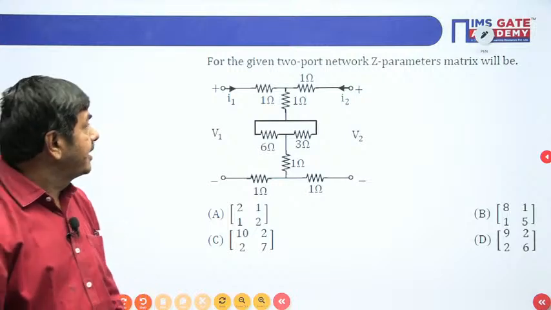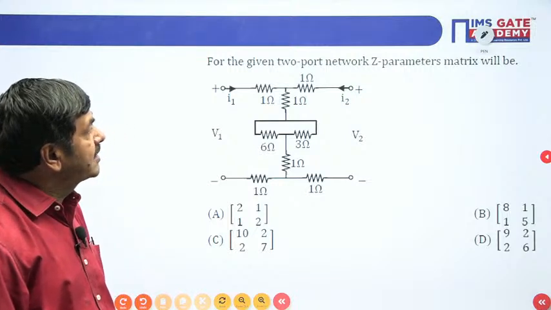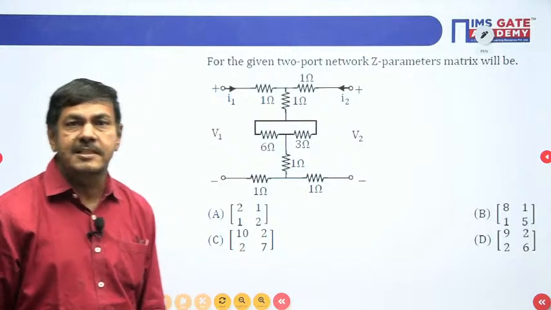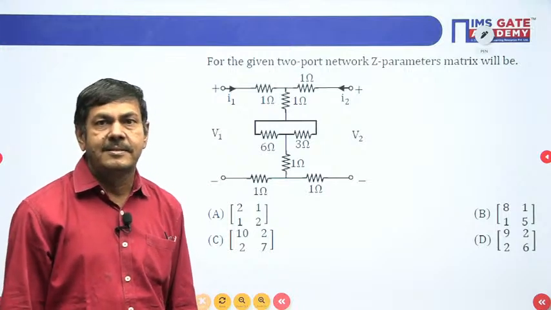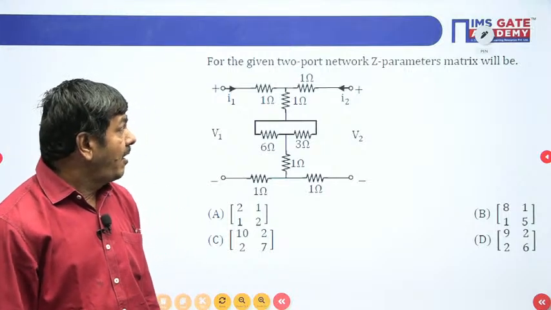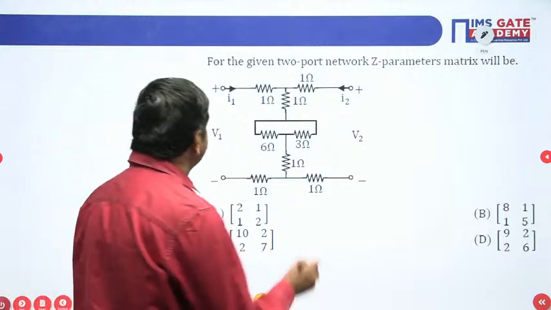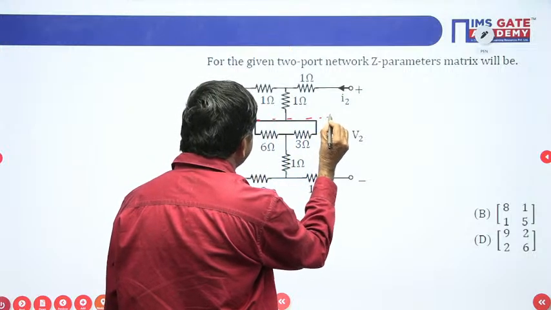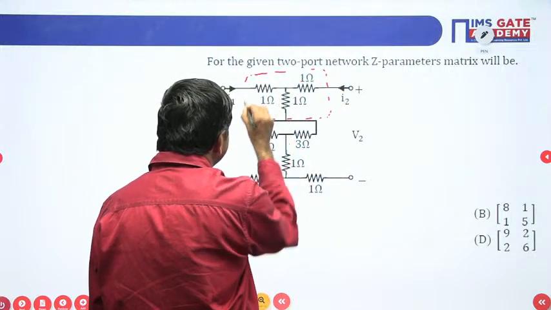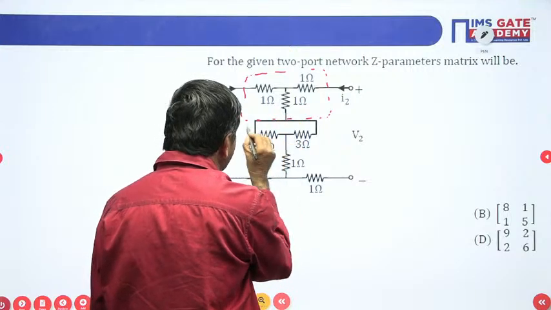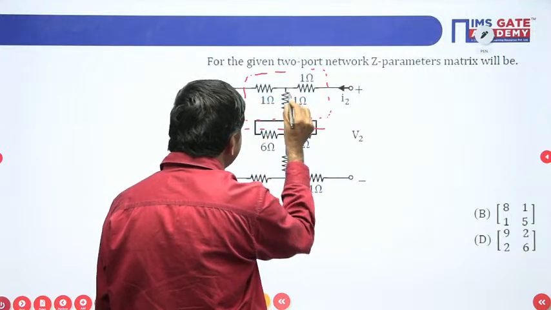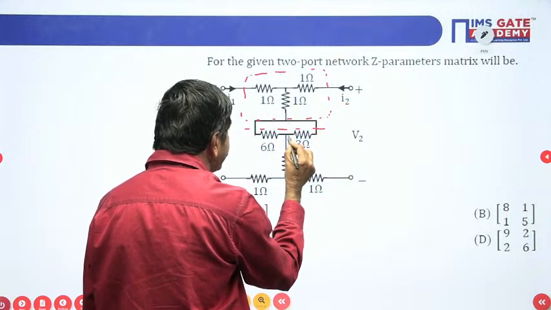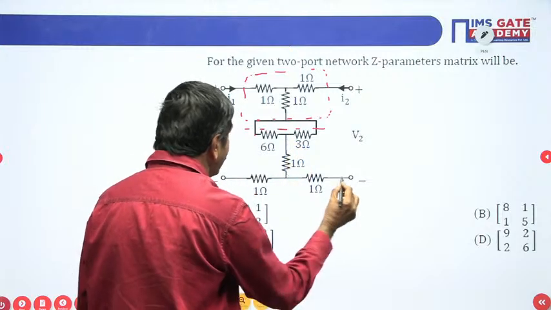What is given in this particular problem? For the given two-port network, the Z parameters matrix will be given in 4 options. Which option is right? We need to identify. The Z matrix is a must. But how this connection is there, you please watch. 1 ohm and 1 ohm, and this is one of the T network. The same current is going to flow this side. This is I1, this is I2, I1 plus I2. This is I1, this is I2 again, same I1 plus I2.